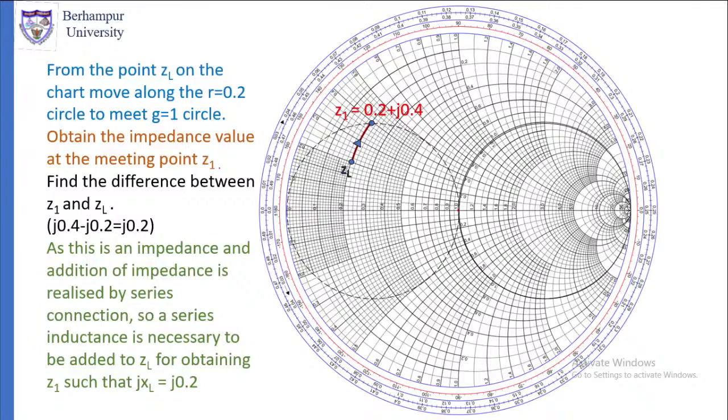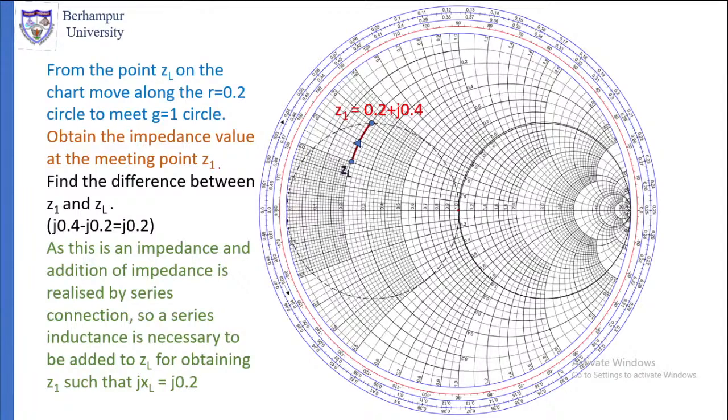Now, this difference is an impedance, and addition of impedance is realized by a series connection, because we have found the difference. If you add two impedances, their resultant is an impedance. When you add two impedances to get another impedance, that means the two impedances are connected in series. Therefore, this is a series connection.